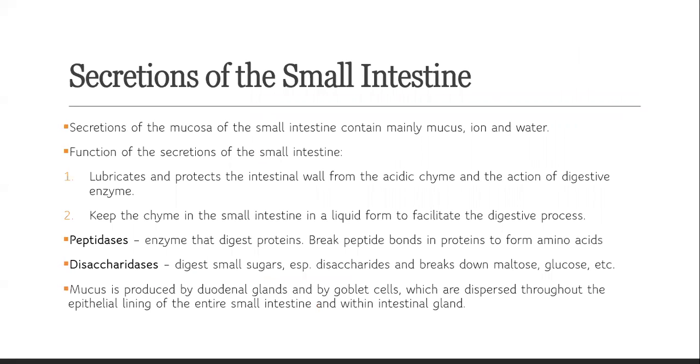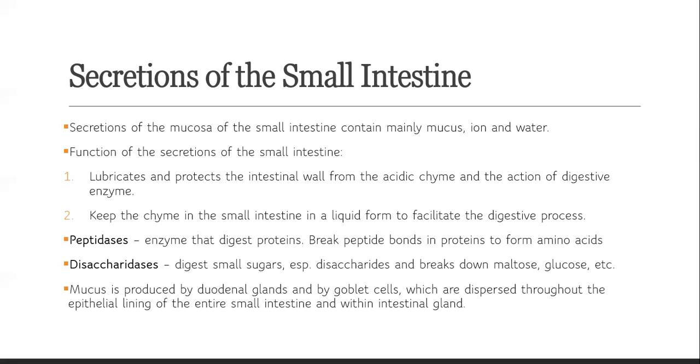So what are the secretions of the small intestine? The secretions of the mucosa of the small intestine contain mostly mucus, ions, and water. So what are the functions of these secretions? They lubricate and protect the intestinal wall and keep the chyme in the small intestine in a liquid form to facilitate the digestive process.